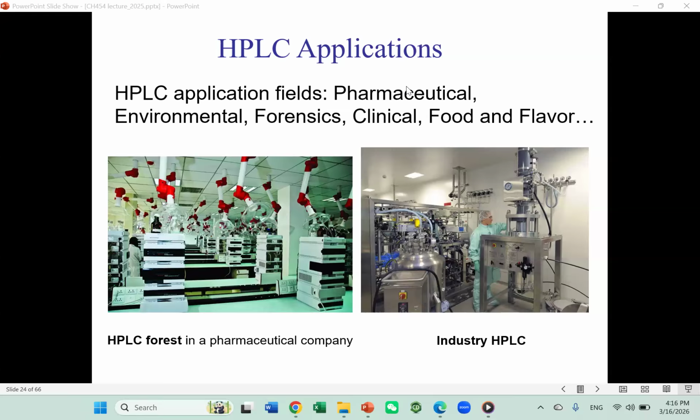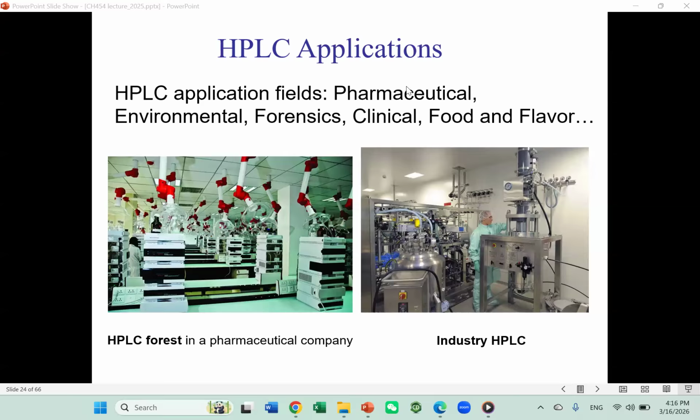Last example, food and flavor, normally for quality control. You analyze sugar components in the juice and how much there is. Pretty easy. And like I said, in this unit, one important thing is we will learn both the theory and also the practical application of the HPLC.